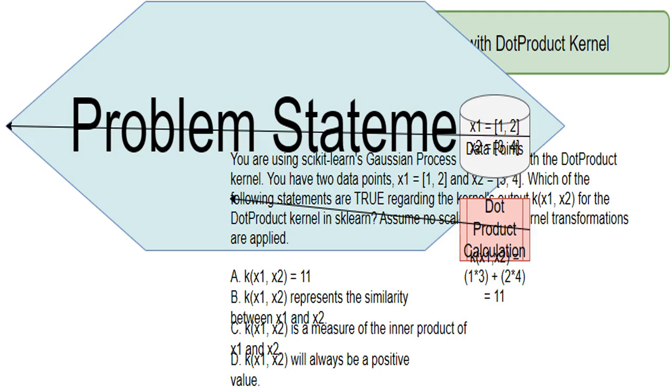I am presenting a problem about using scikit-learn's Gaussian process regression with the dot product kernel. We have two data points, x1 equals 1, 2 and x2 equals 3, 4. The goal is to determine what's true about the kernel's output, k(x1, x2), for this dot product kernel, assuming no extra scaling or adjustments.